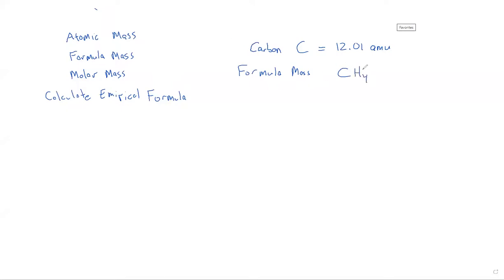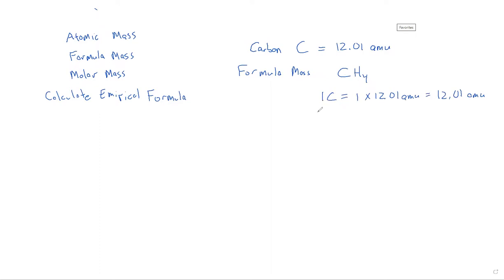CH4, I'm sorry, methane. So methane is CH4. And so what is the formula mass? Well, it's going to be the atomic masses all added up, right? So for 1 carbon, that's going to be 1 times 12.01 atomic mass units equals 12.01 atomic mass units.